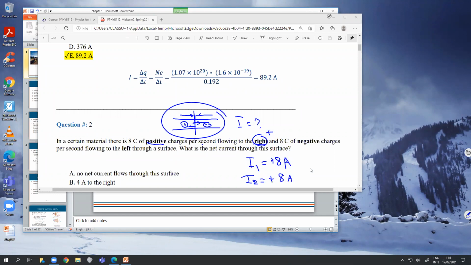Thank you. So that means the total current will be plus 8 plus 8, so it is 16 amperes to the right. Plus 16 means the direction is to the right.